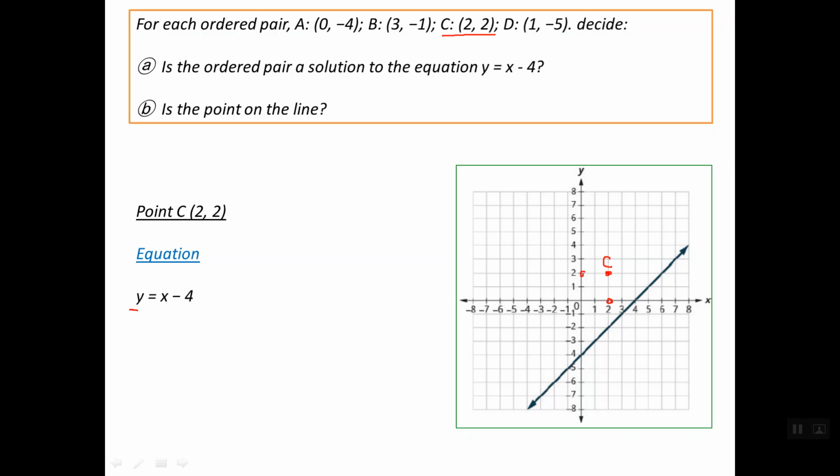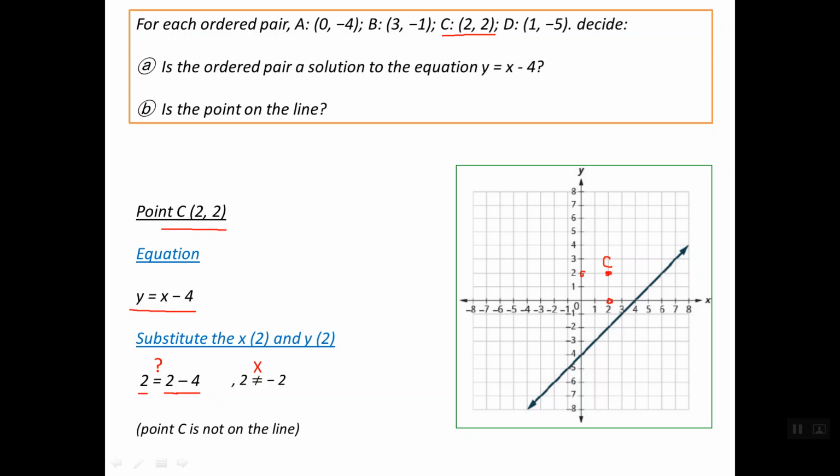So this is the equation, and these are the coordinates of the point C. If we substitute, the value of y is 2, and the value of x is again 2. So we need to check this statement. On the left side, we have +2, and on the right side, we have -2. So the equation is not true. So we conclude that point C is not a solution for this equation. And because it is not a solution for this equation, it is not on the line.